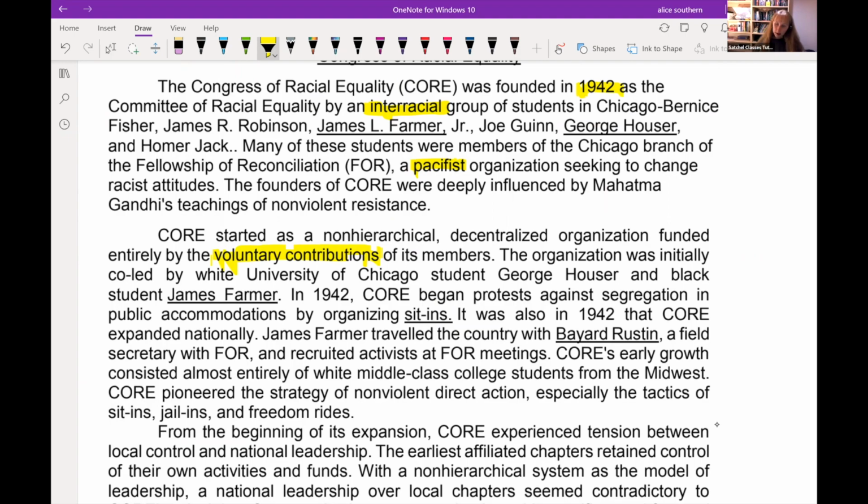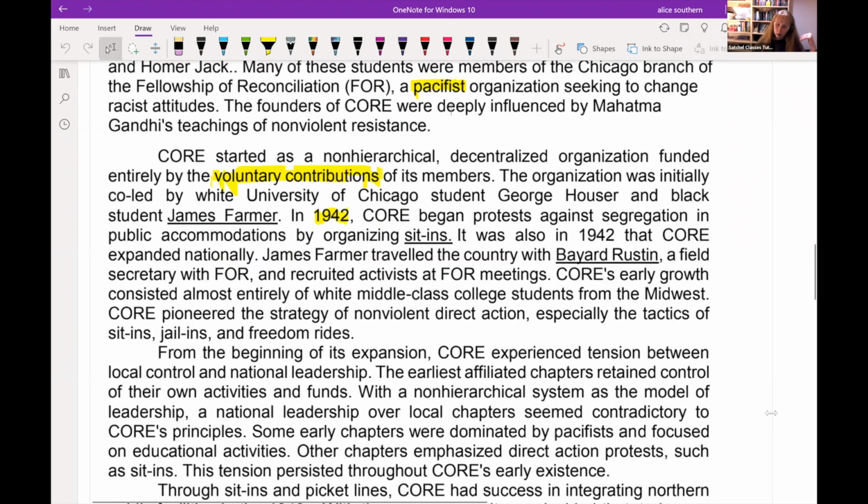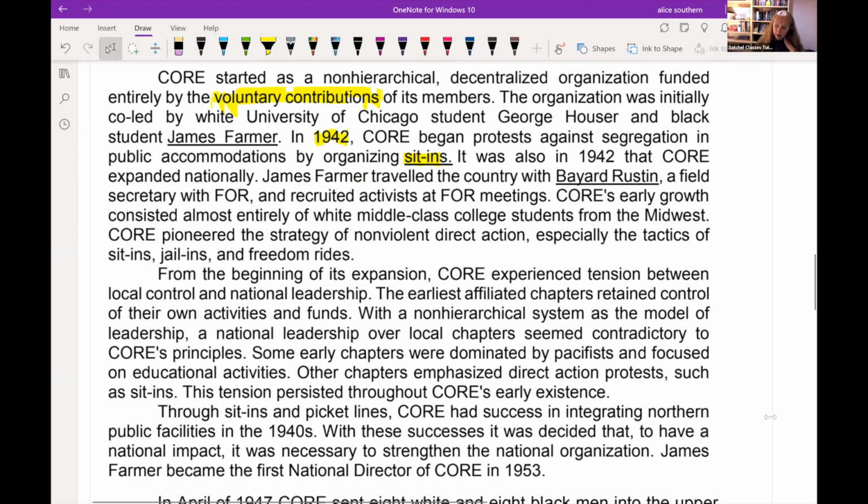It's co-led by a white University of Chicago student and a Black student. So again, the people who were setting it up, one white, one Black. And in 1942, it starts protests against segregation by organizing sit-ins, which we'll see again later on in the course. So we want non-violent direct action, which again, we're going to see with Martin Luther King later on. So sit-ins, jail-ins, and freedom rides.